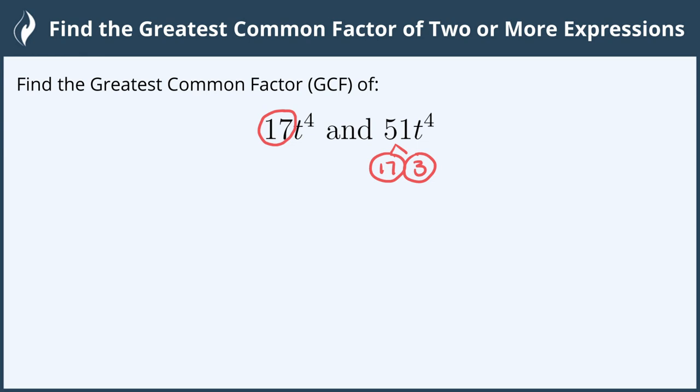Now we just need to list them out. Our number 17t to the fourth, and we're going to list out all of the factors, which is 17 and t to the fourth. We have t times t.